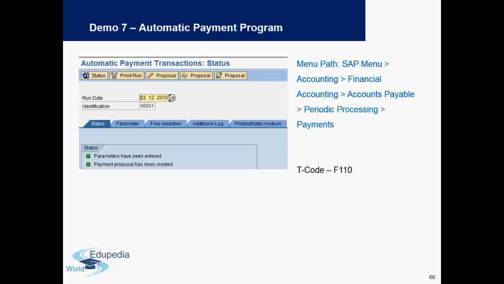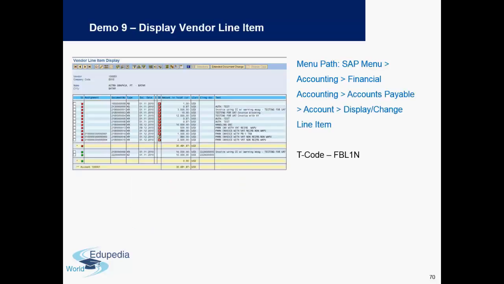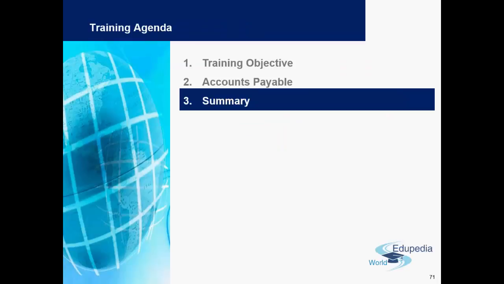Automatic payment program. We will cover this in SAP in a while. And you can also display your document with transaction FB03. And once your invoices are posted as well as your payments are done, you can display these vendor line items in detail. Before we move on to the summary, let us look into these different transactions in SAP.